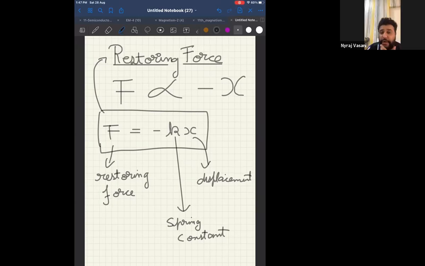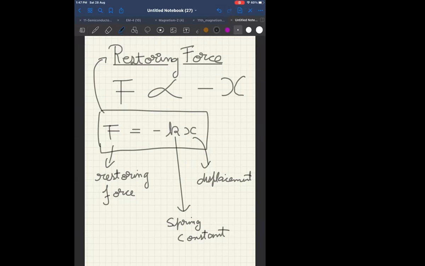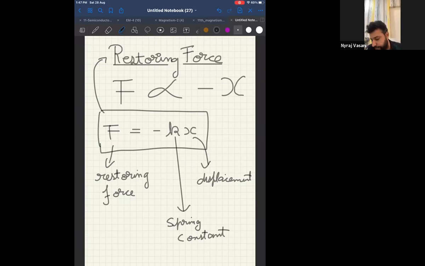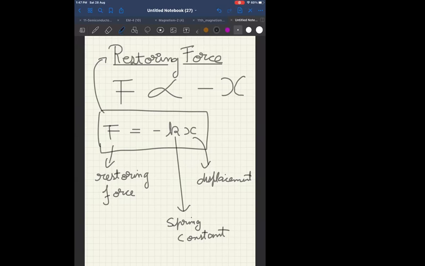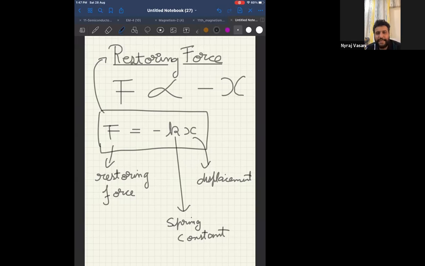Can anyone tell me what is the SI unit of force? Newton, correct. What is the SI unit of displacement? Meter. Therefore, looking at the formula, by mixing and matching, like how you mix and match nail polish and all that, tell me what should be the unit of spring constant.